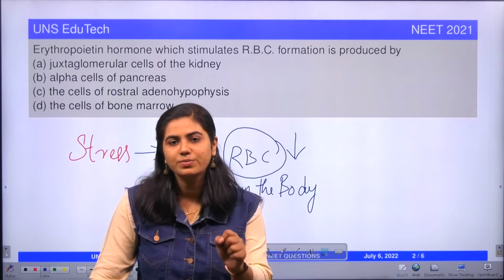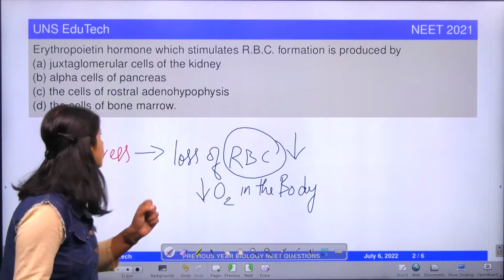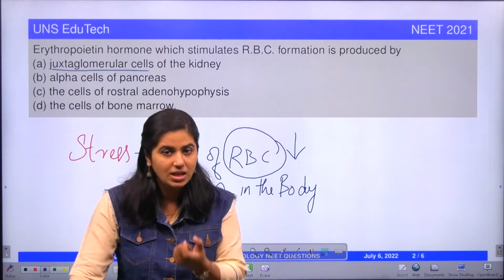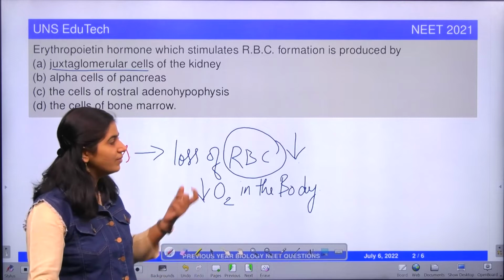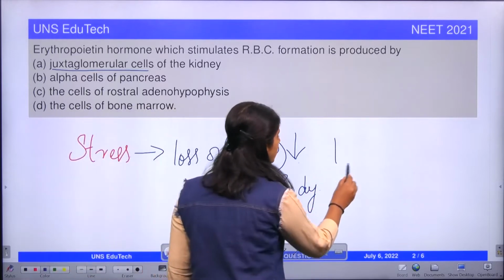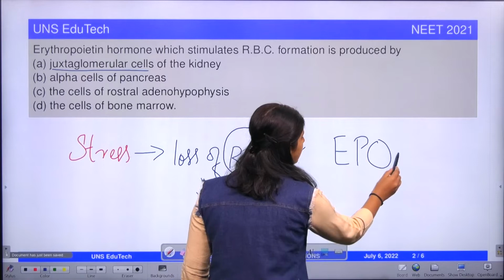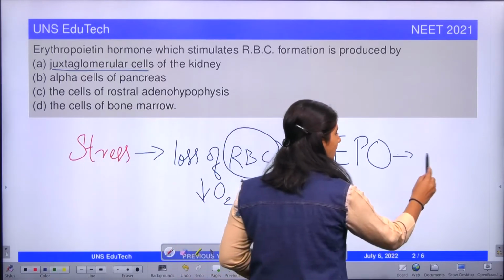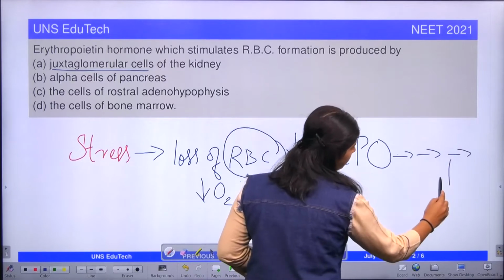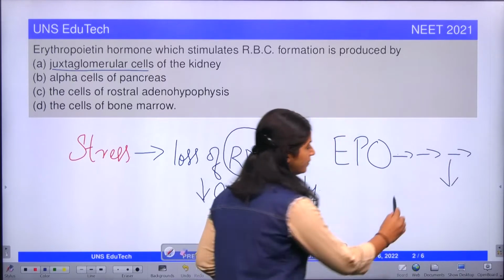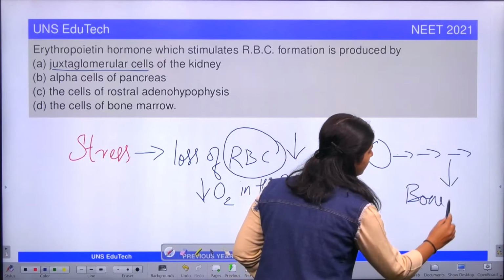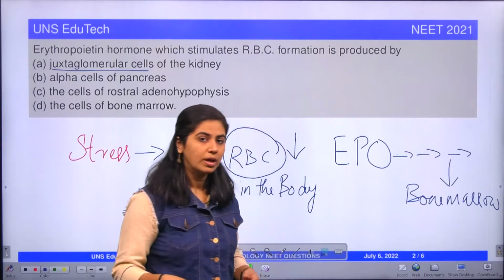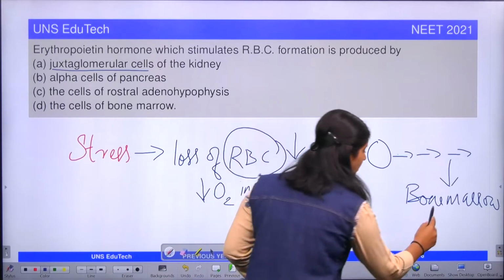is sensed by the cells present in the kidney. Juxtaglomerular cells in the kidney will sense this stress in the body and they will secrete erythropoietin. This erythropoietin, through its signaling mechanism, asks the bone marrow cells to create more RBC.